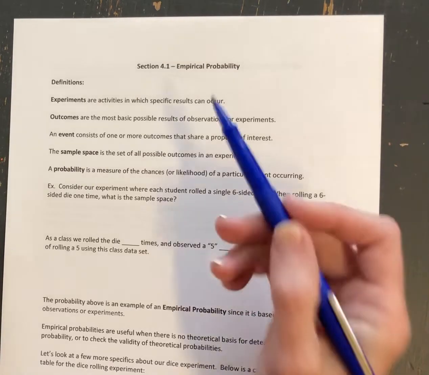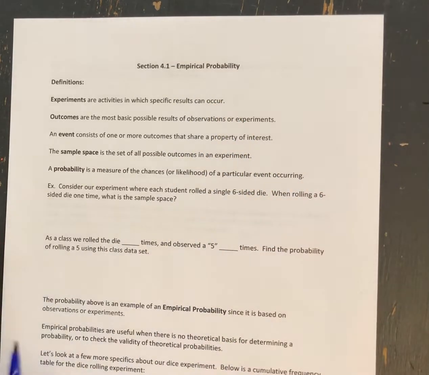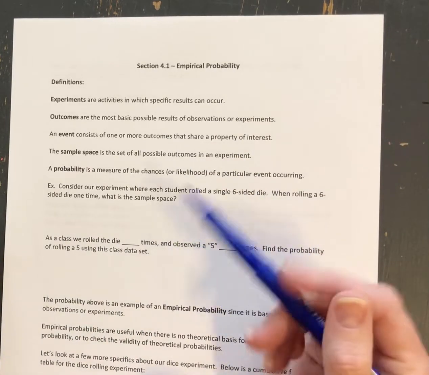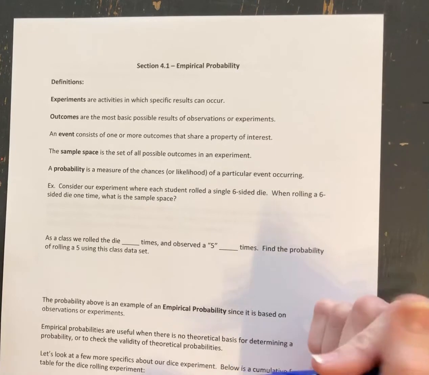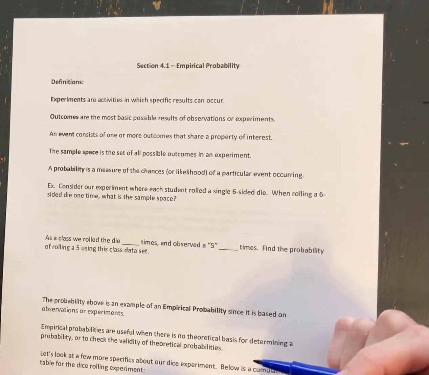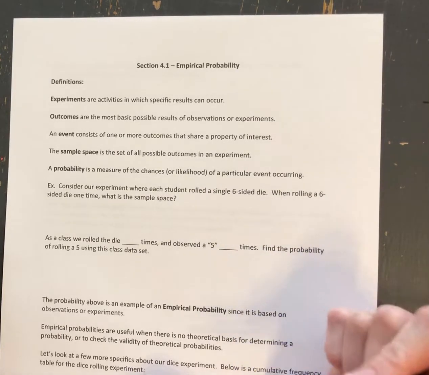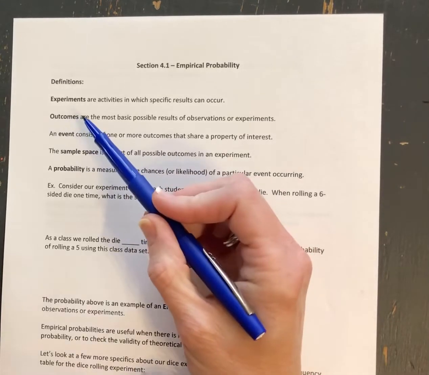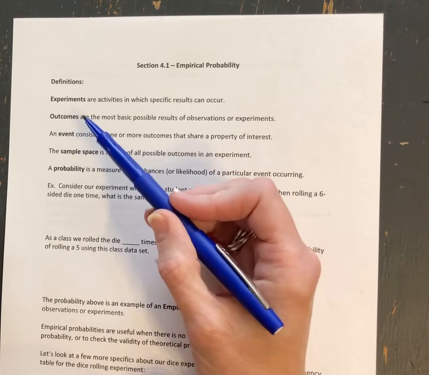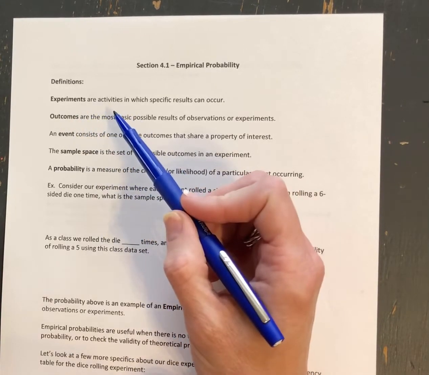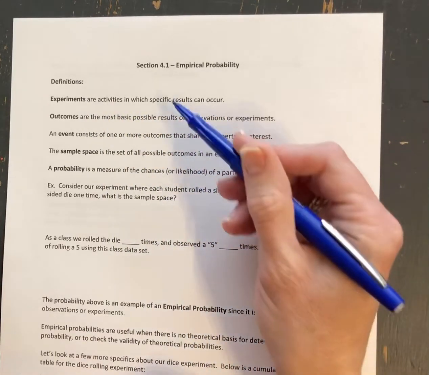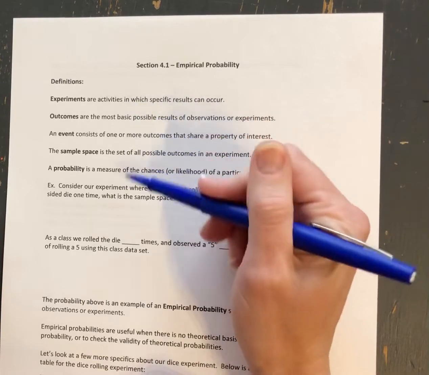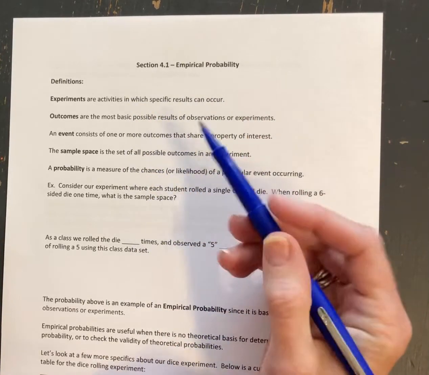In this section, we're going to be looking at empirical probability. And before we get into that too much, we need to get through some definitions. These definitions are just going to help us be able to talk about what we're observing in our probability questions. So the first definition is an experiment, and we're told that experiments are activities in which specific results can occur. We're going to come back and look at examples of each of these definitions in a second.